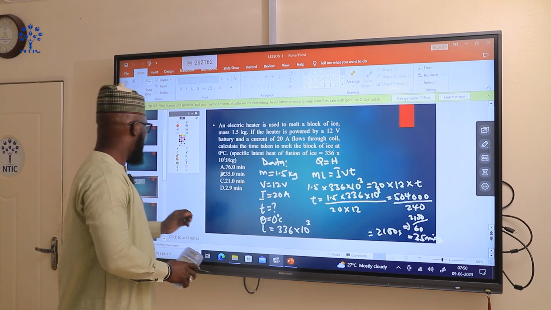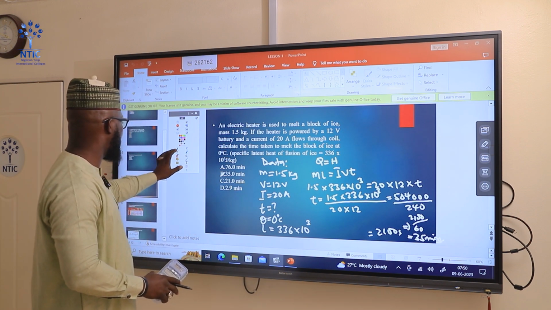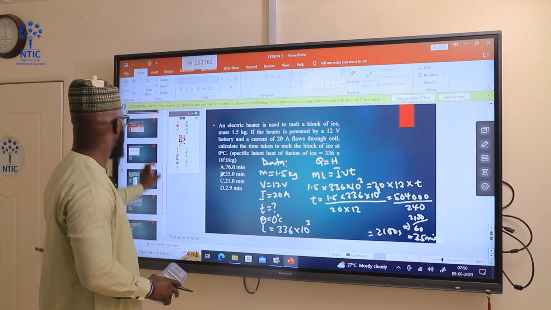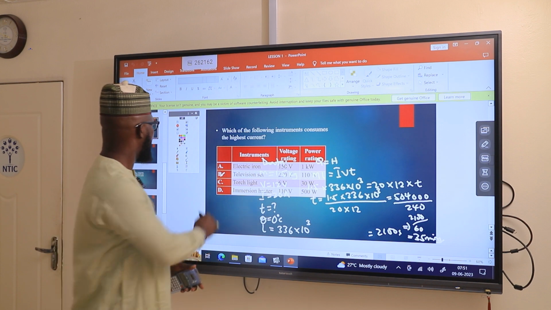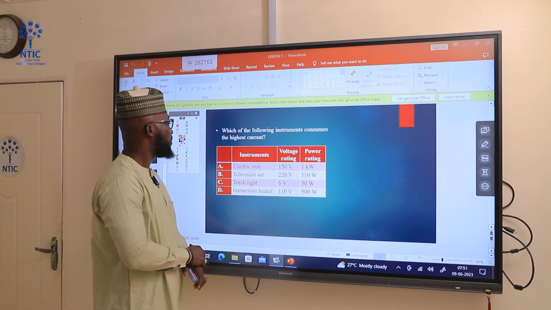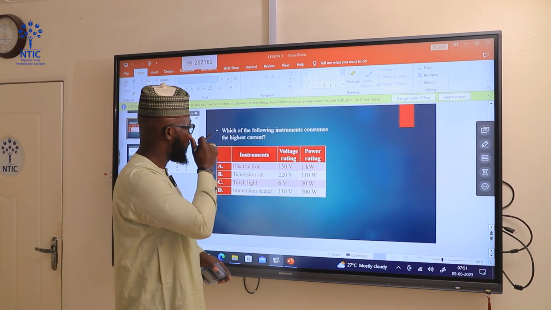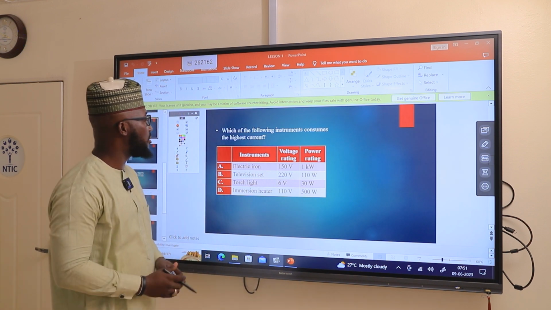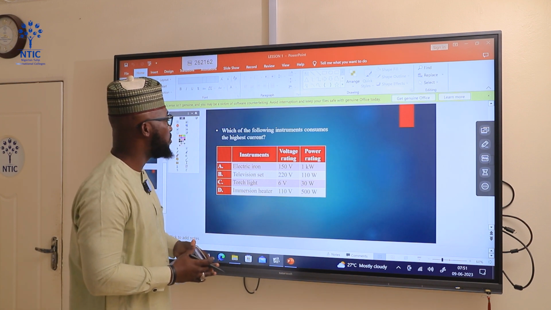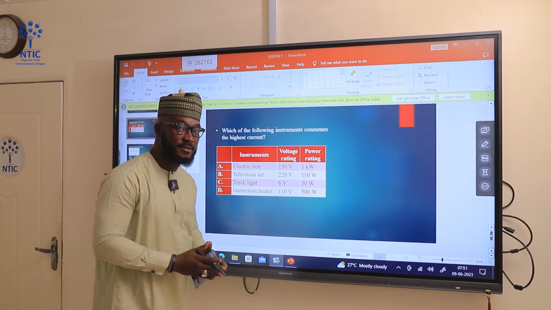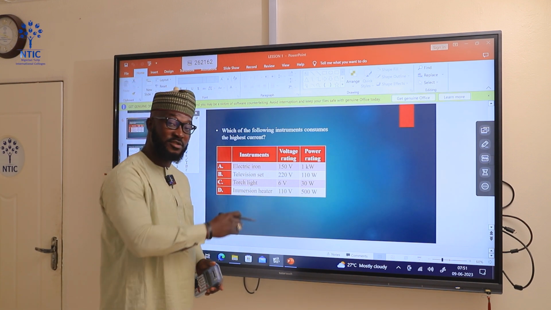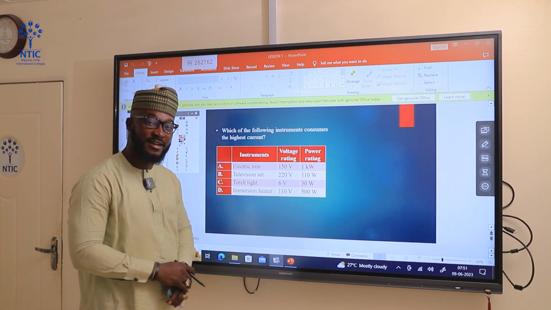Okay, let's move to the next question. Okay, next question. Here we have a table given to us. We are to work using this table now. Which of the following instruments consumes the highest current? You can take your time. Try to see if you can actually get your answer directly from here.